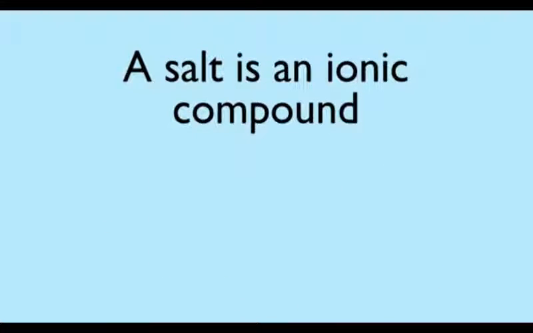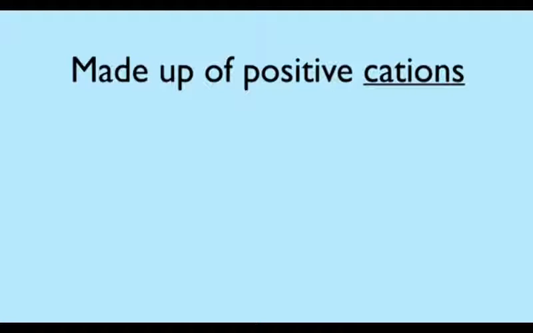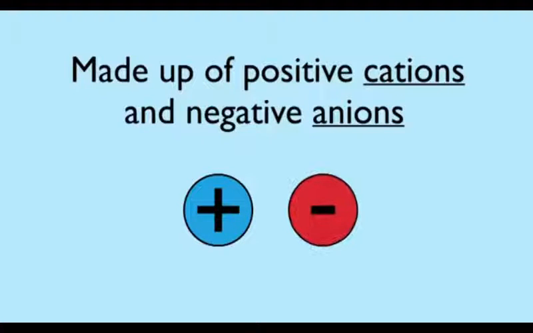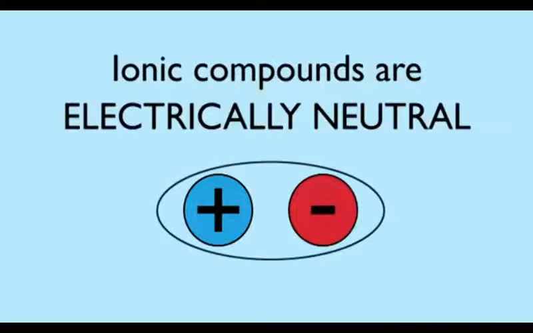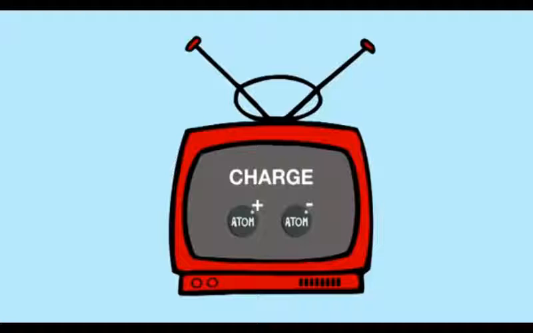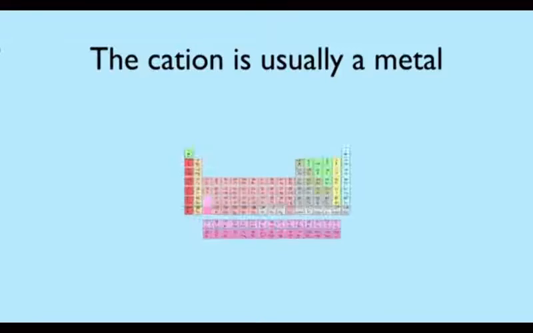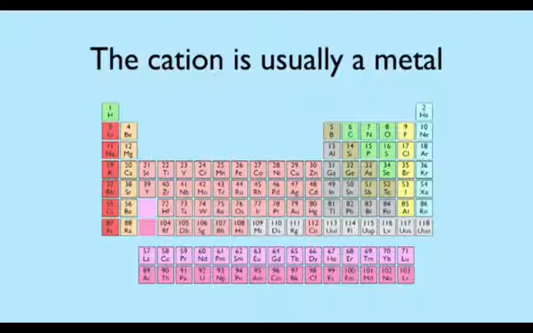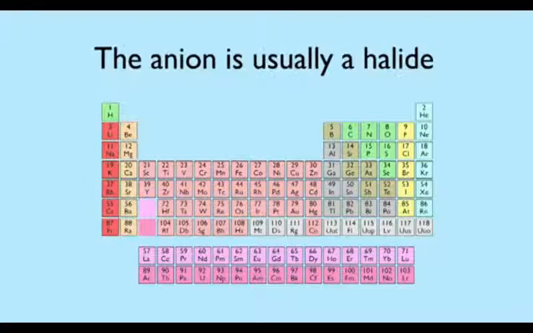It's an ionic compound made up of one or more positively charged cations and negatively charged anions. An ionic compound is electrically neutral. Watch this video if you'd like a refresher on this concept. The cation tends to be a metal, and in many common examples is one from group 1 or 2 of the periodic table. The anion is commonly a halide from group 7 or a member of group 6.